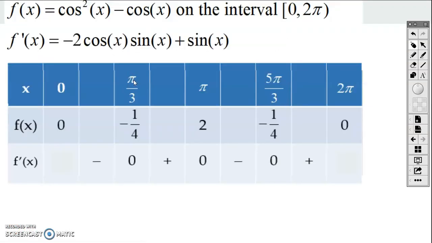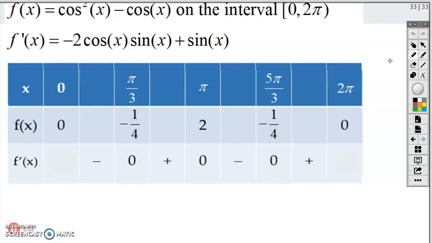So when x is pi over 3, your derivative would be 0. When x is pi, the derivative would be 0. And then when x is 5 pi over 3, the derivative would be 0. In order to figure out if it's a max or a min, not only does the derivative have to be 0 or undefined, but you need to check the value of the derivative on both sides. If it goes negative to positive, then we are at a minimum. Maybe an absolute, but definitely a local.